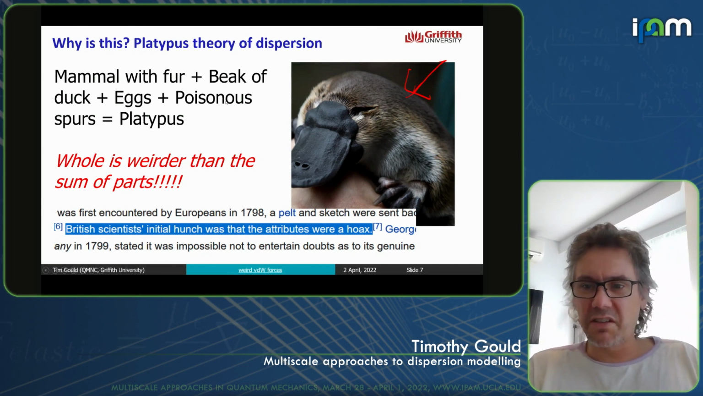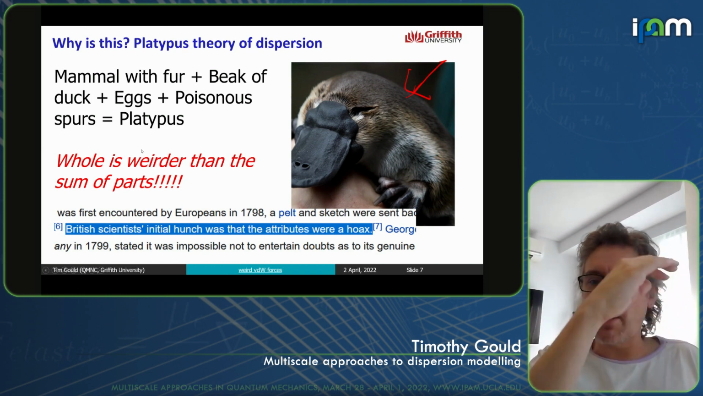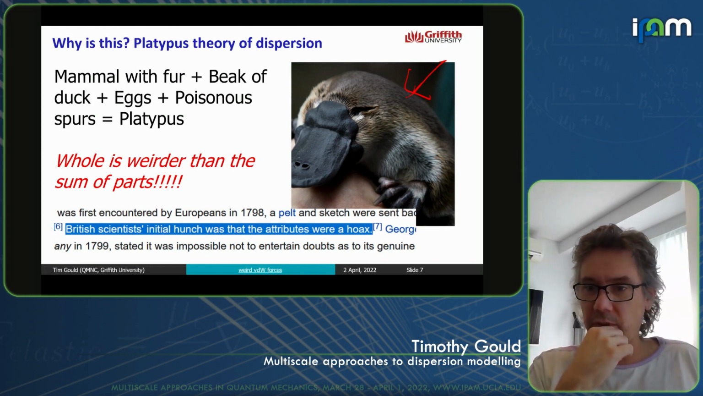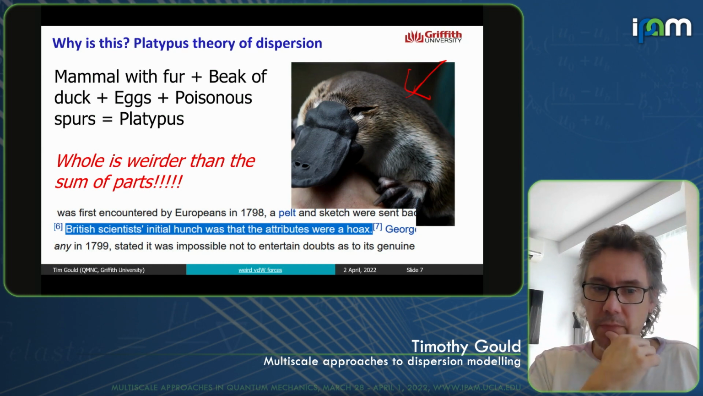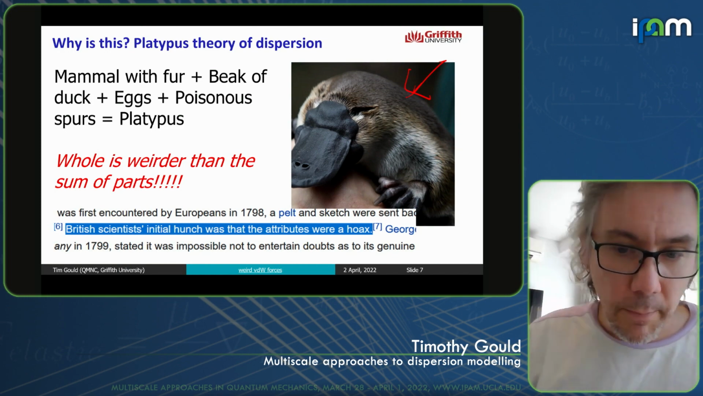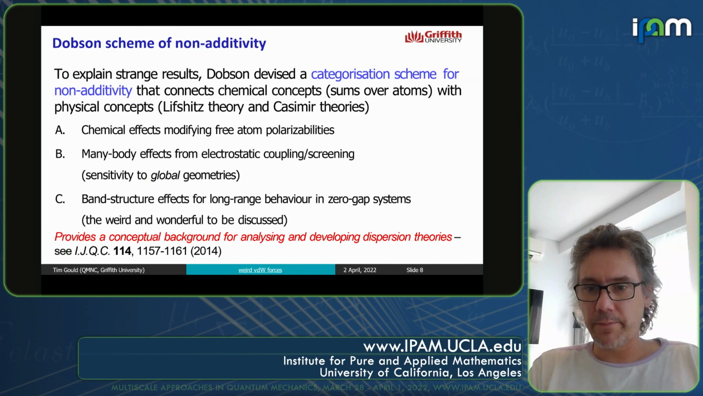Eggs and poisonous spurs, okay, that's not surprising. There's plenty of reptiles with this. Beak of duck and eggs, duck. So we can see here that it's only by taking every bit of the platypus that it really gets strange. And so strange that when the first descriptions and samples were sent back to Britain from Australia, very early in the days of the colony, basically they got a stern letter back saying, don't play April Fool's jokes on us, which is relevant to you, but not me, sorry. So platypi, weird; dispersion forces, weird.